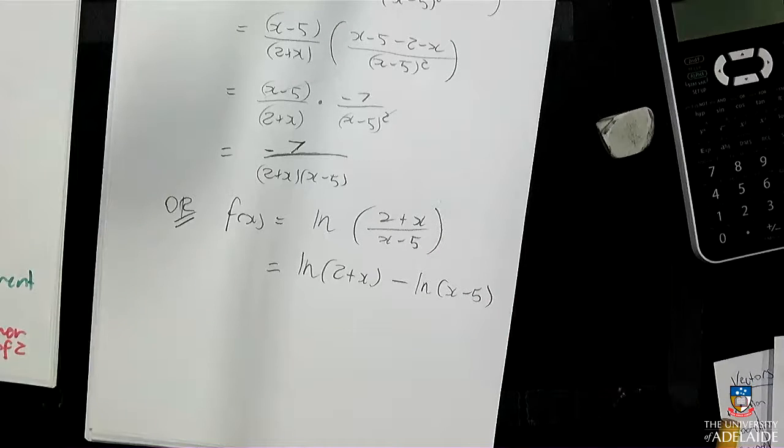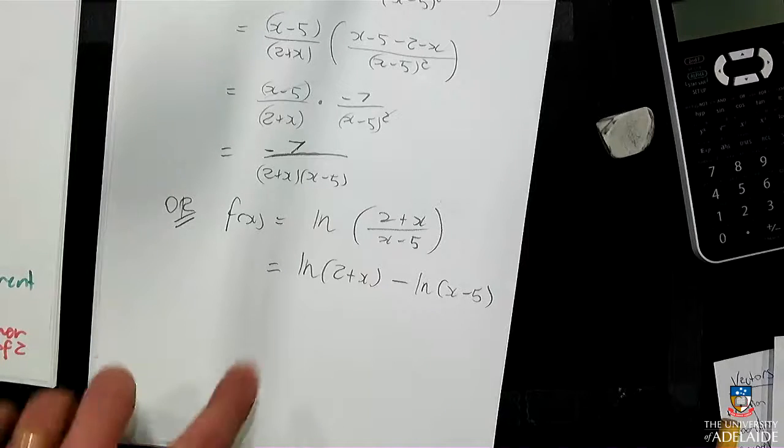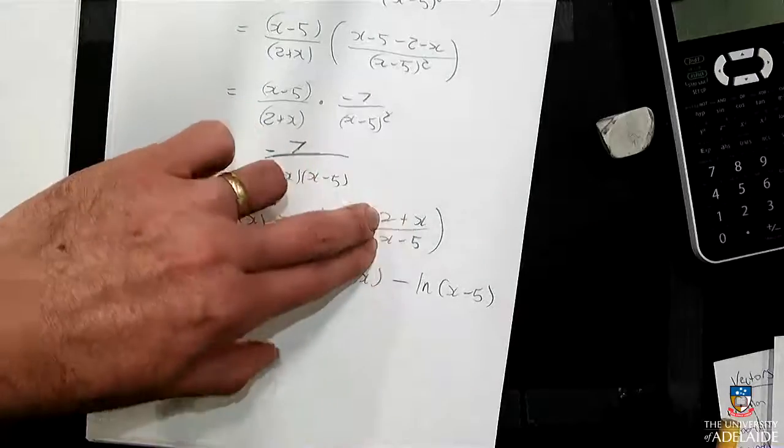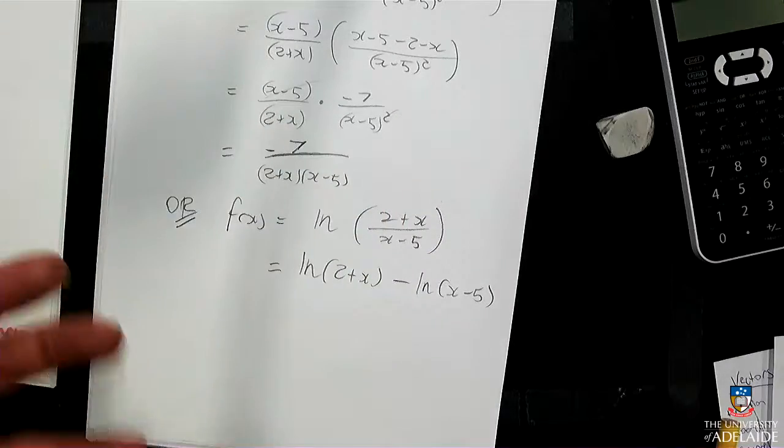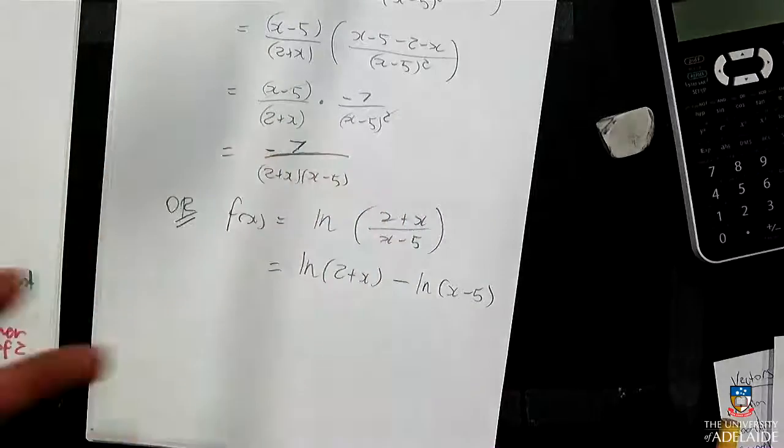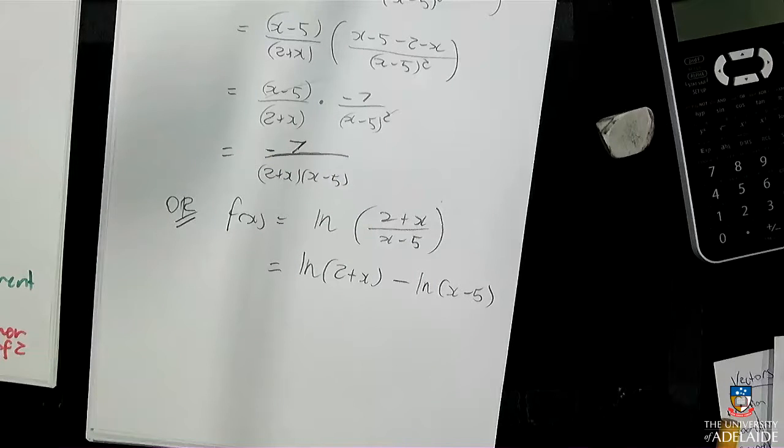Okay? And that'll be okay as long as the 2 plus x and the x minus 5 are positive. But the problem is they're not necessarily. If 2 plus x and x minus 5 are both negative, then this derivative will actually, this calculation will actually be possible, and I'll be able to do it. Let me go to the computer.